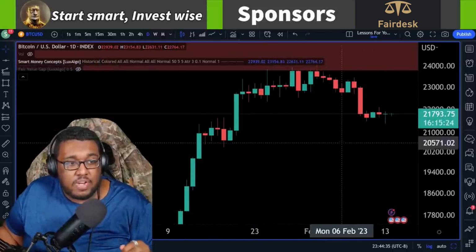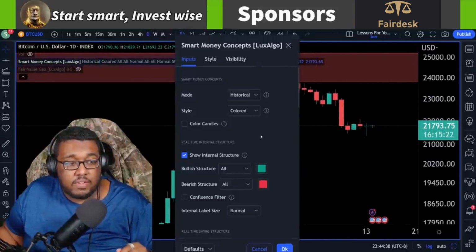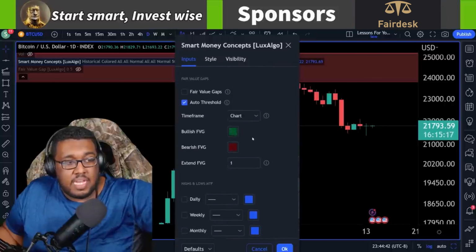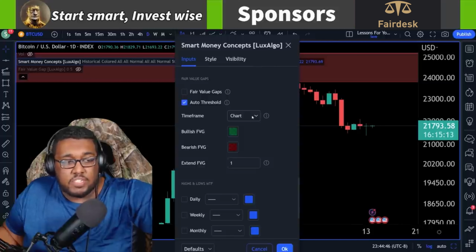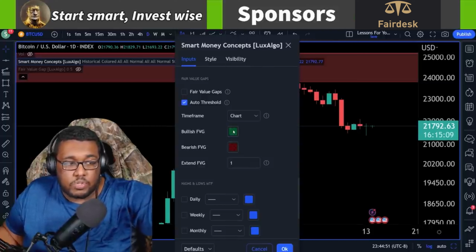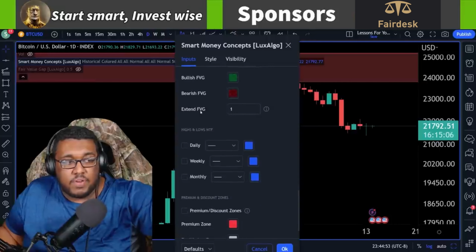Next, I'm going to hide that for now because I don't think we need to see the fair value gaps. We're going to go down a little bit more. And if you guys want to, you can also change the colors and the time frame of the charts. I don't recommend changing the time frame. I'd leave it on chart. Bearish red, bullish green, perfectly fine. Extend the fair value gap.